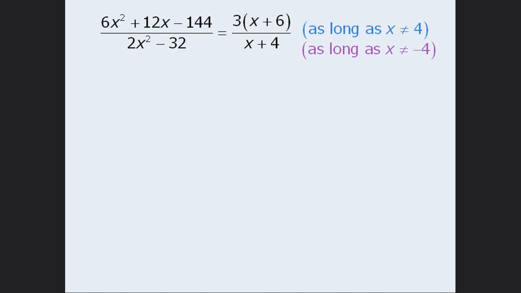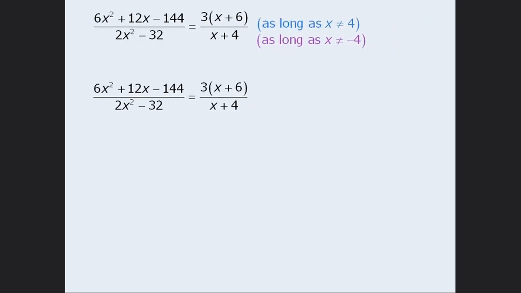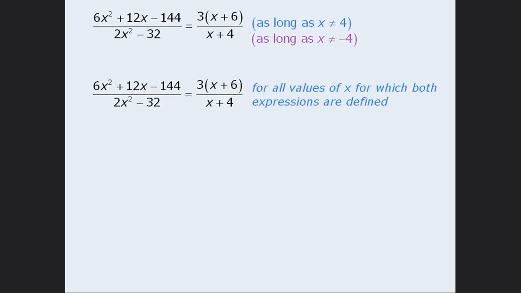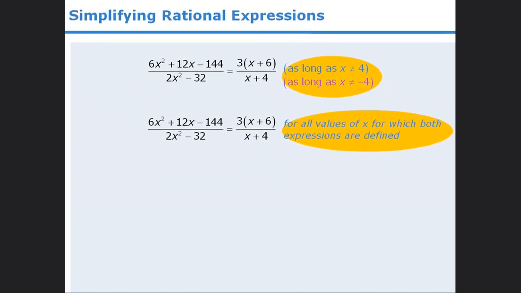Now on the GRE, a common way to handle this issue is to say that these two expressions are equal for all values of x for which both expressions are defined. Now if any of this is confusing to you, I should repeat what I said earlier. You do not need to worry about any of this when taking the GRE. Just know that occasionally GRE expressions will include additional pieces of information in order to maintain mathematical accuracy. They do not affect how we simplify rational expressions.